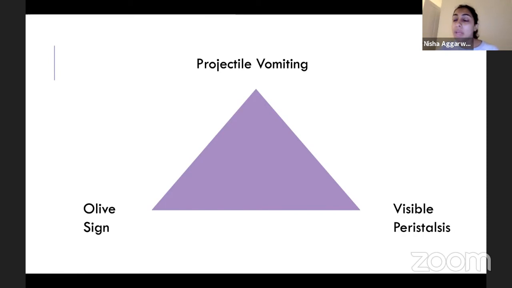You may also hear paediatricians say, we'll do a test feed. We had babies who came in with projectile vomiting, and in this case we watched mum feed to see if we could see any of the visible peristalsis. So it's worth doing if you've got the time and get the chance.